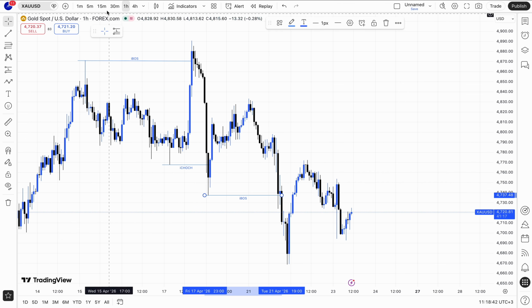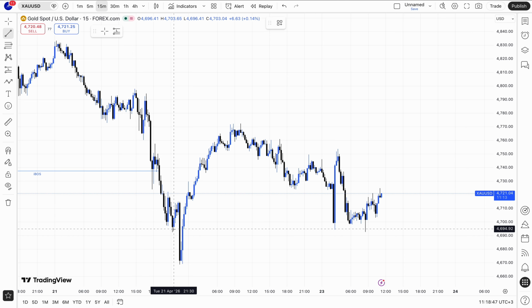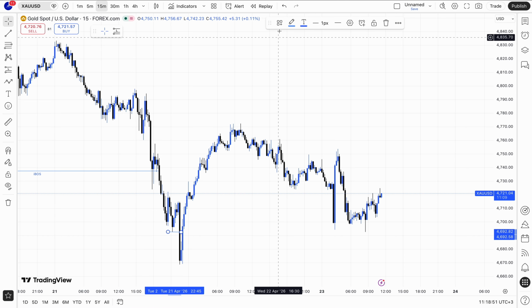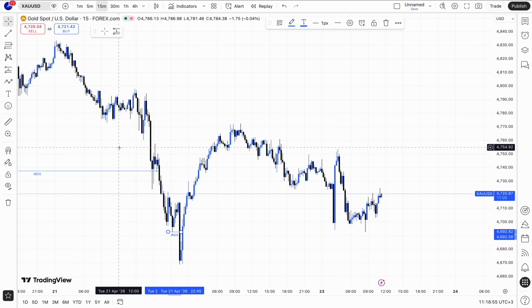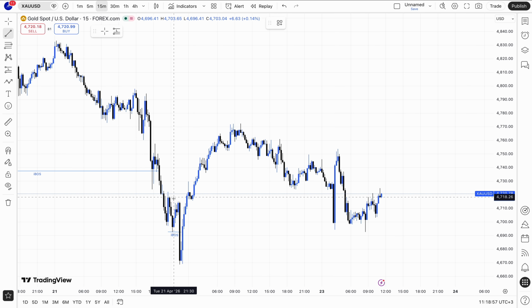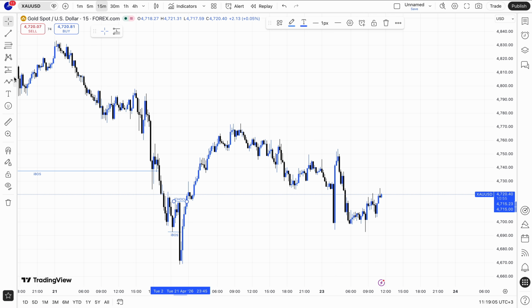Then we had to move down to 15 minutes for our internal market structure. From here, we had a continuation break of structure to the downside. Then we had a break of structure to the upside, continuation, right? And then from there, we had our order block, which is down here.